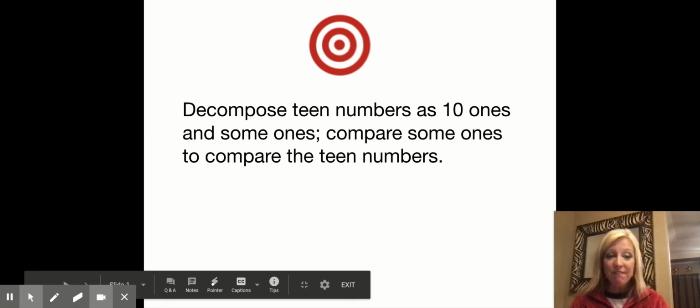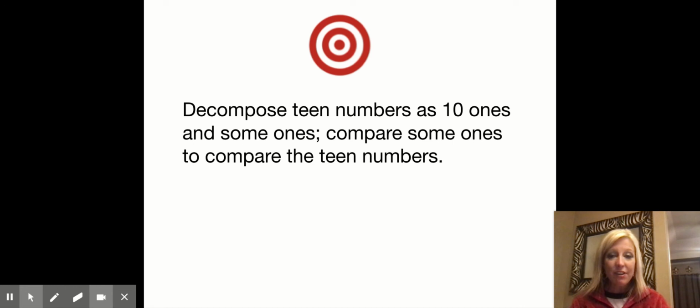Welcome to Mission 5, Lesson 22. Our objective or goal today is to decompose teen numbers as 10 ones and some ones, and to compare the some ones to compare the teen numbers.